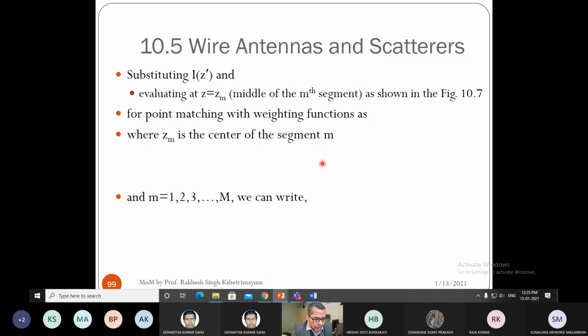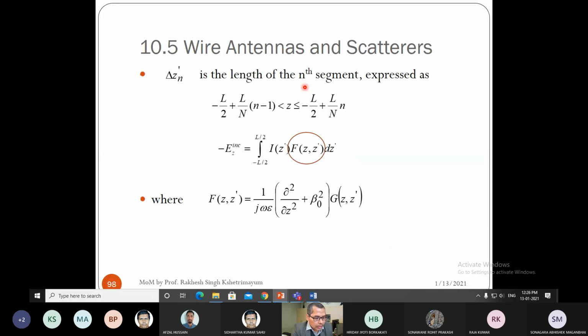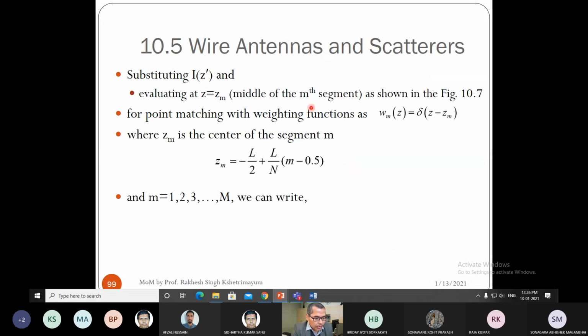Let us look at the diagram here. This is minus L by 2, and we are finding the location of this center. What was this point here? This point was minus L by 2 plus L by N, that is the size of the subsection, into (m minus 1). But here, this is at the center, so m minus 1 plus half. We just need to worry about the location of the source and observation point. So L by 2, (m minus half), that is the center of the m-th segment where we are observing the current density.